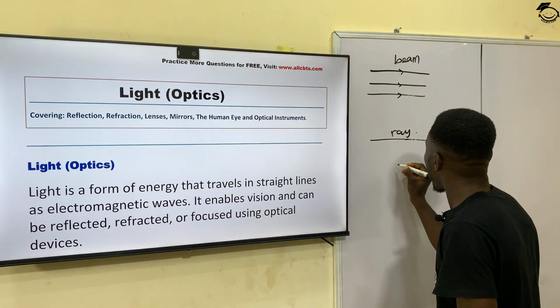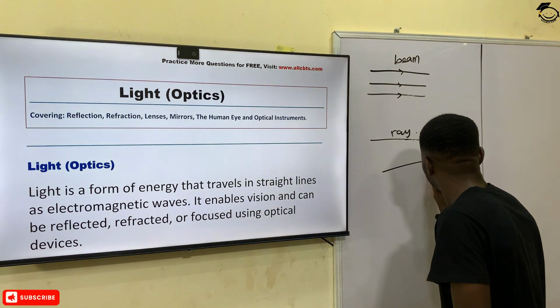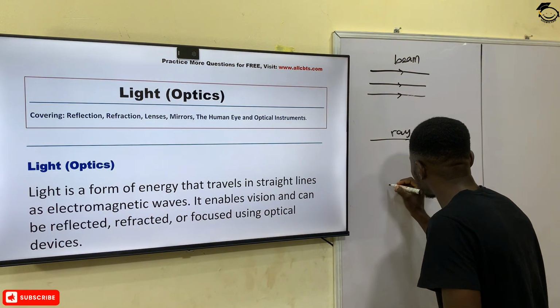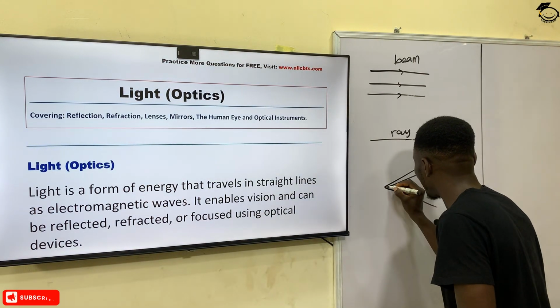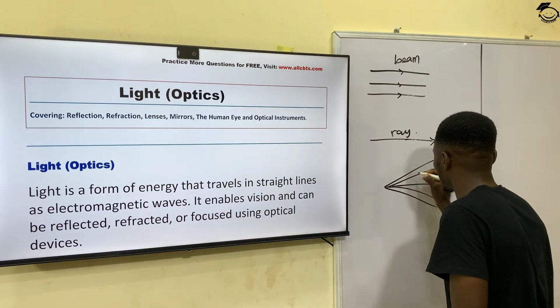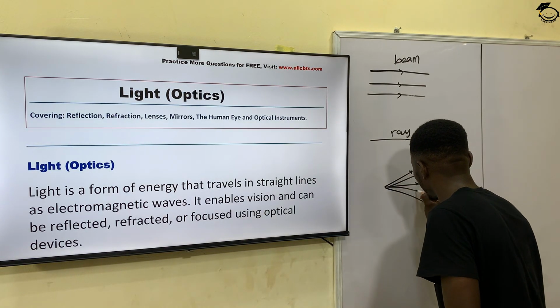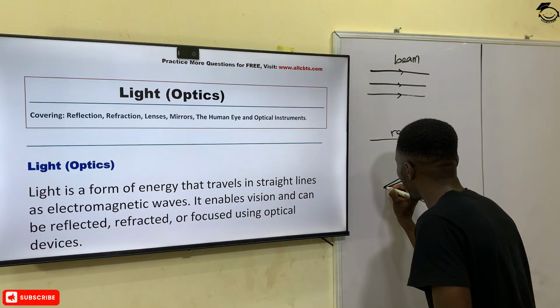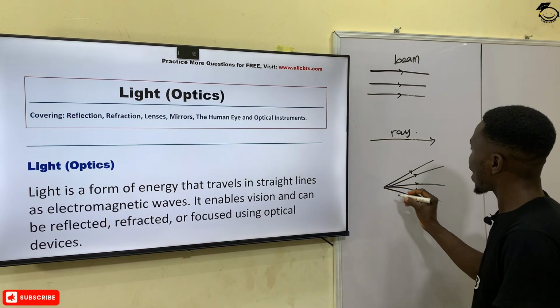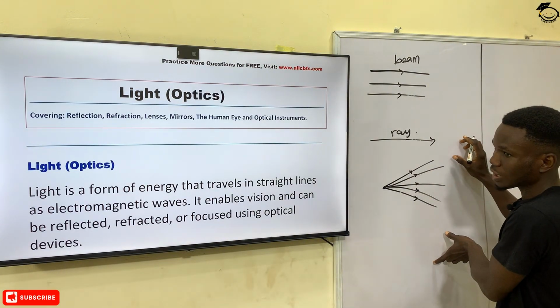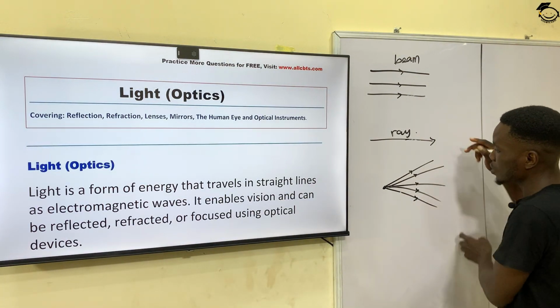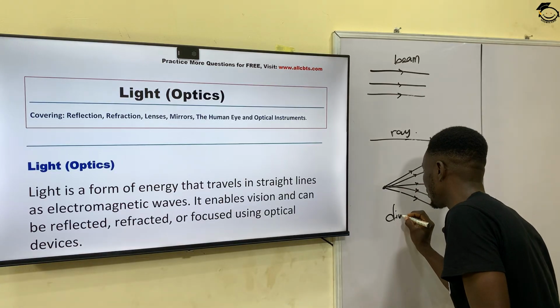You can have diverging beams of light. So when rays of light leave a point and travel outward, this is what is called diverging. They are moving outward. So we call them diverging beams.